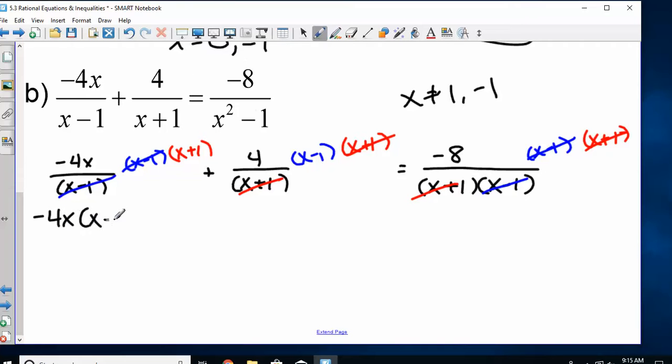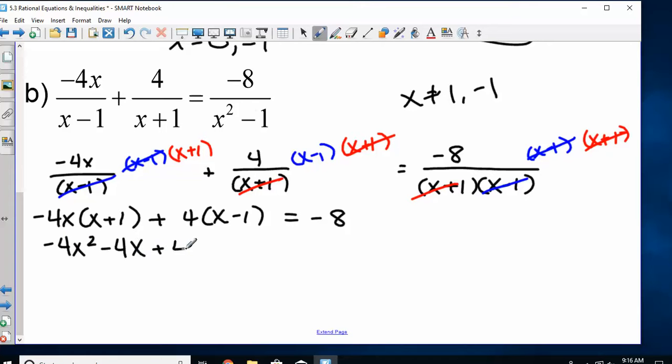So the first term, I'm left with the negative 4x times the x plus 1. Second one, we have 4 times the x minus 1. And last, we just have negative 8. So if you simplify, you get negative 4x squared minus 4x plus 4x minus 4 equals negative 8.